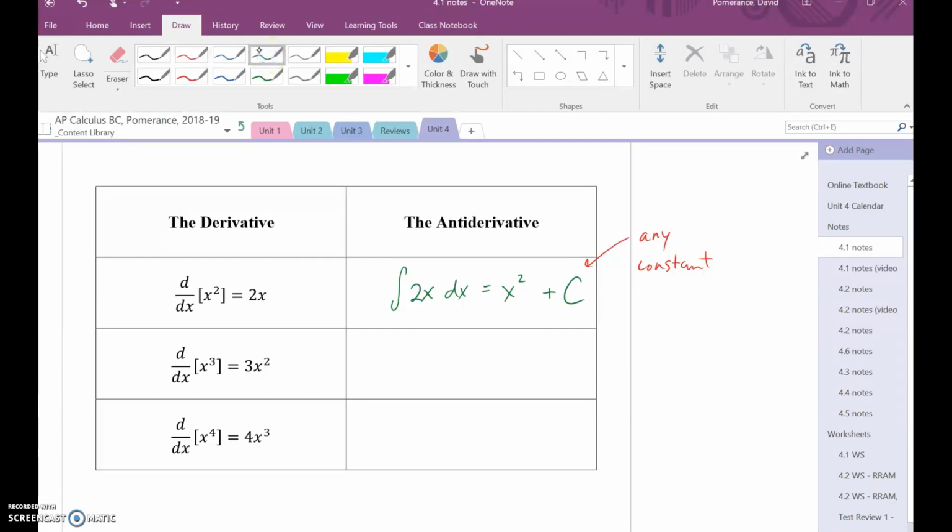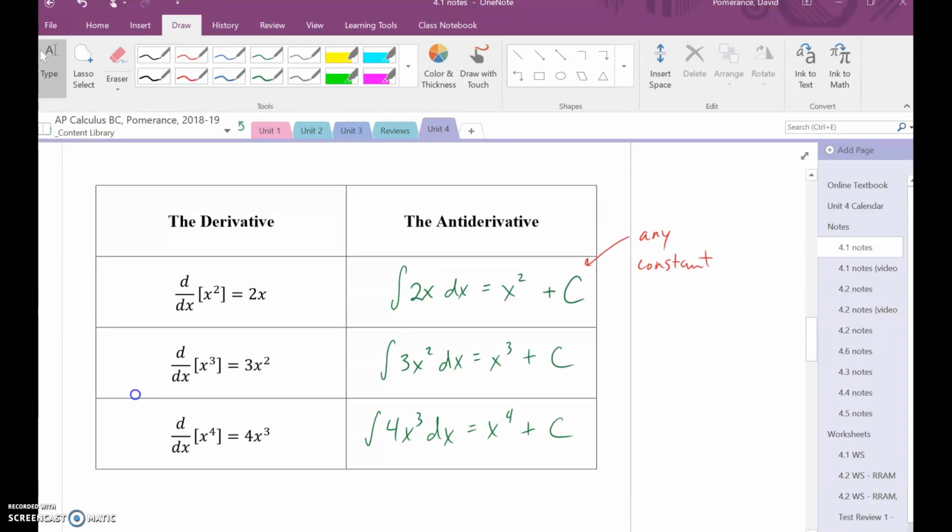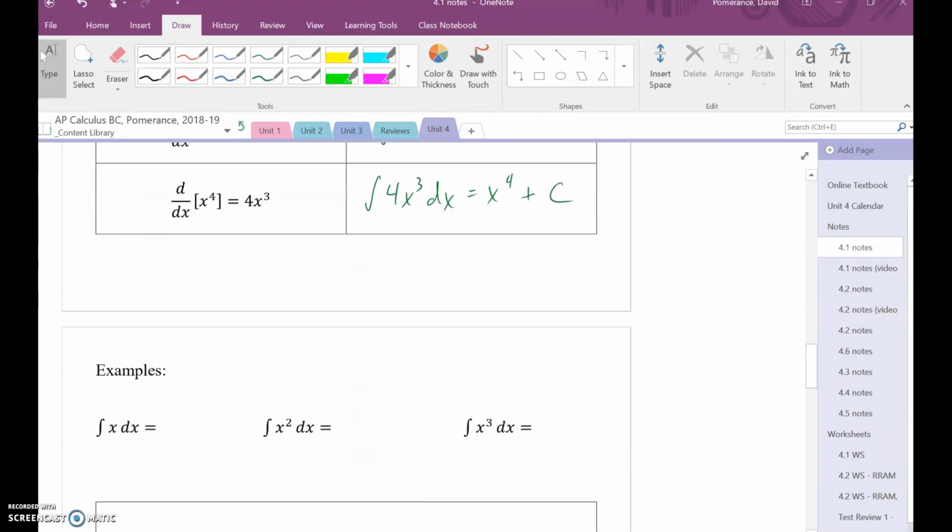so we, generally speaking, won't know what that C value is. So we would write for this one, the derivative is 3x squared. So the antiderivative of 3x squared dx is going to give us x cubed, again, plus C. And the antiderivative of 4x cubed dx is going to give us x to the fourth, again, plus C. Alright, so those are some pretty easy ones. Let's see if we can try some slightly harder ones.